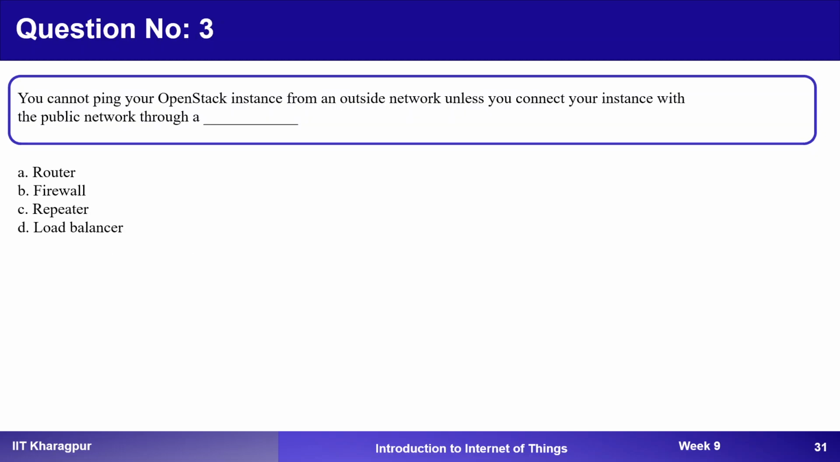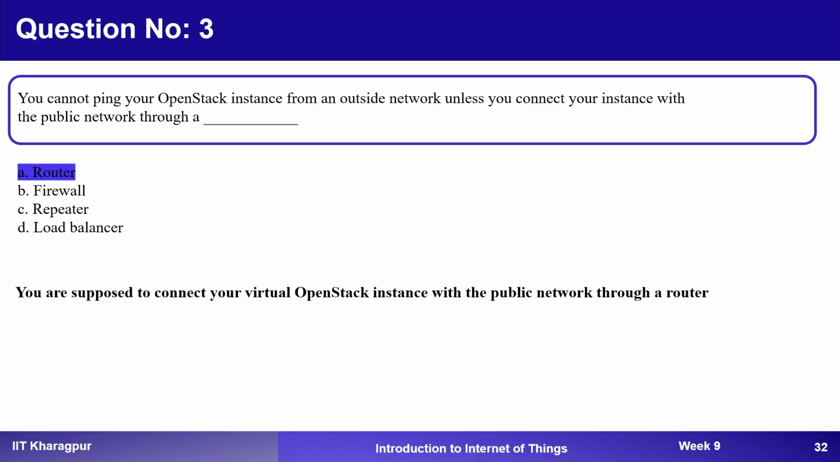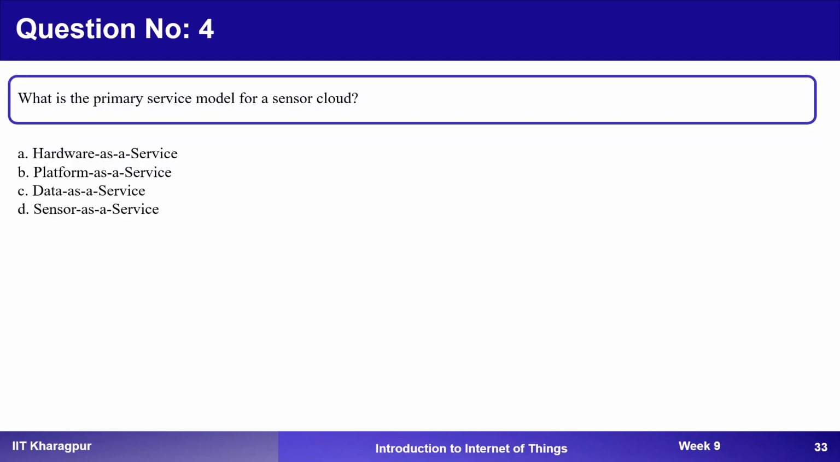Next question, question number 3, is, you cannot ping your OpenStack instance from an outside network unless you connect your instance with the public network through, options are router, firewall, repeater, load balancer. The correct option for this question is router. You are supposed to connect your virtual OpenStack instance with the public network with the help of a router. So the correct option is router.